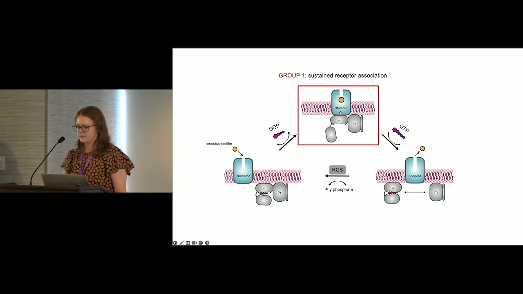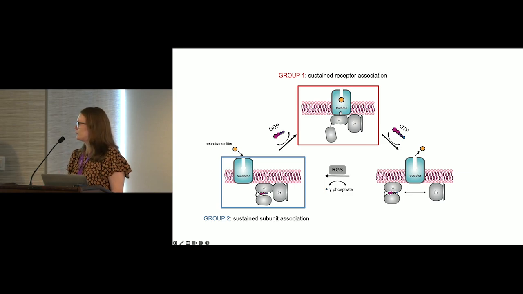So our BRET experiments indicate that the group 1 mutants are being recruited to activated receptors, and we're not seeing any beta gamma dissociation. So in other words, these mutants are getting trapped in the receptor G protein complex, which is supposed to be a very transient or quick interaction. As a result, these mutants are unable to bind GTP and dissociate from receptor, preventing their full activation.